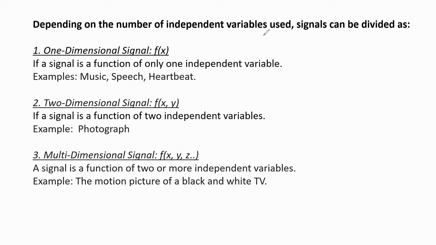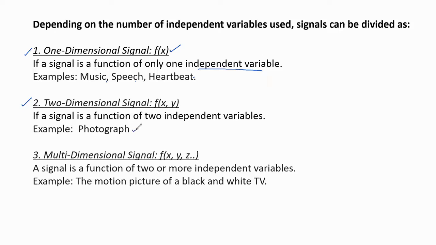Depending on the number of independent variables used, signals can be divided as follows. The first category is the one-dimensional signal. That means if a signal is a function of only one independent variable, the representation is f of x. Examples are music, speech, heartbeat. These are some examples of one-dimensional signals. Now let us come to the two-dimensional signal. If a signal is a function of two independent variables, the representation is f of x, y, a function of two independent variables x and y.